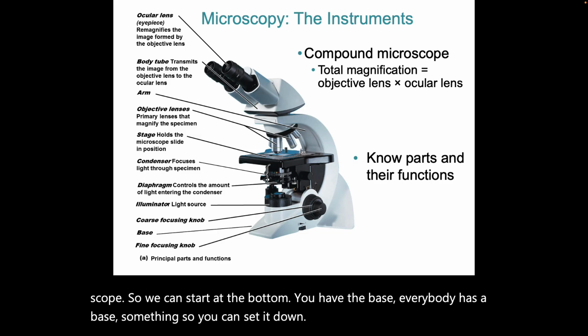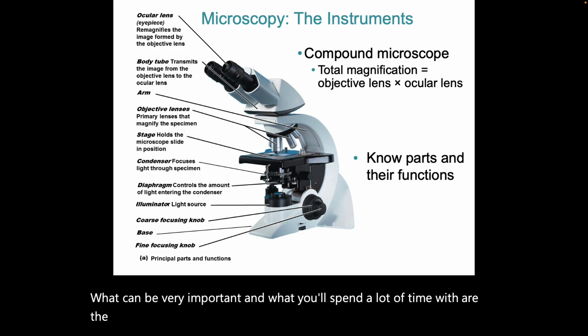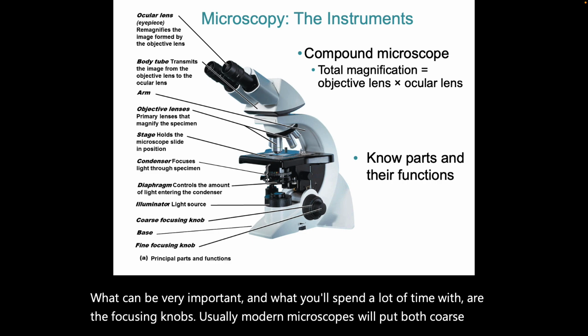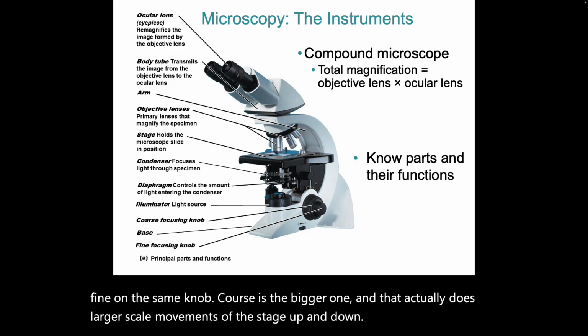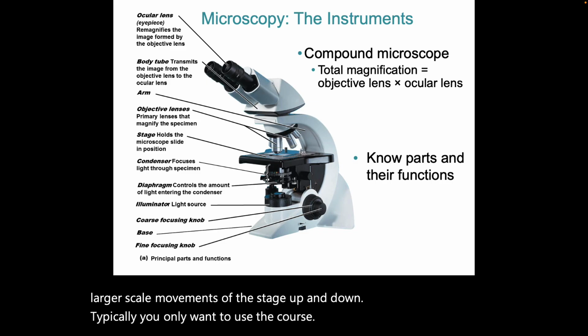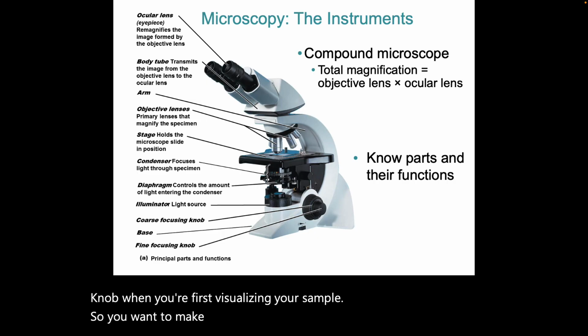What can be very important and what you'll spend a lot of time with are the focusing knobs. Usually modern microscopes will put both coarse and fine on the same knob. Coarse is the bigger one, and that actually does larger scale movements of the stage up and down. Typically, you only want to use the coarse knob when you're first visualizing your sample. So you want to make sure that you are getting your sample in the right plane in three-dimensional space.